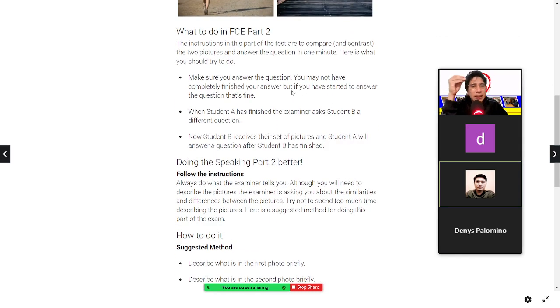Okay, so the instruction in this part is to contrast. I mean, you have to compare the images. Okay, just in 1 minute. Okay, make sure you answer the question.